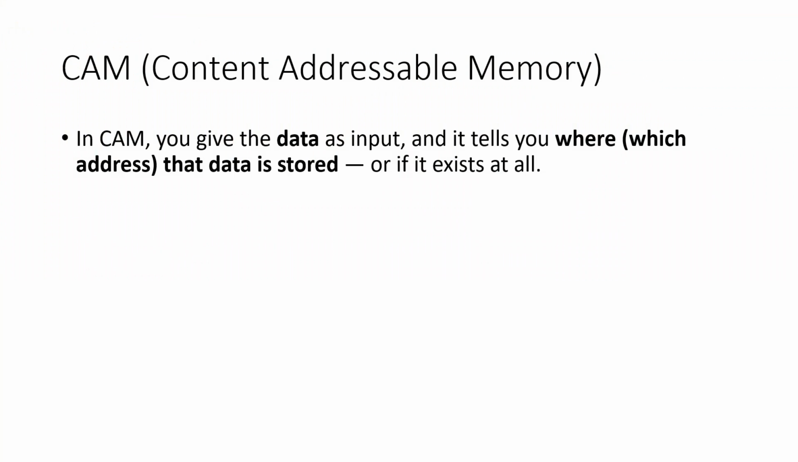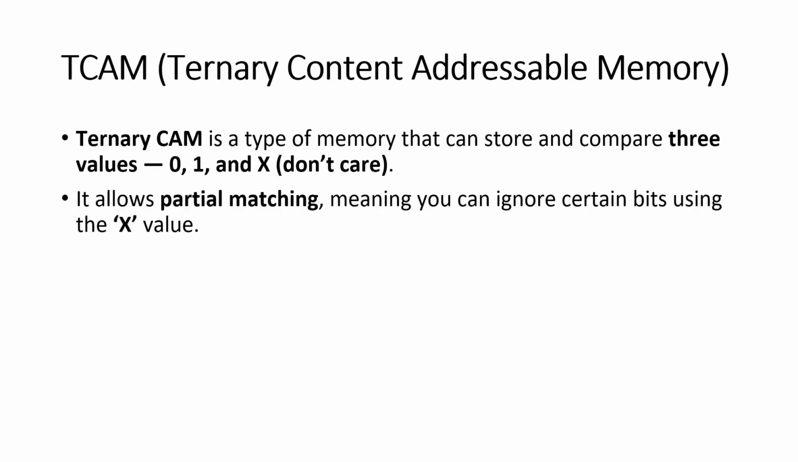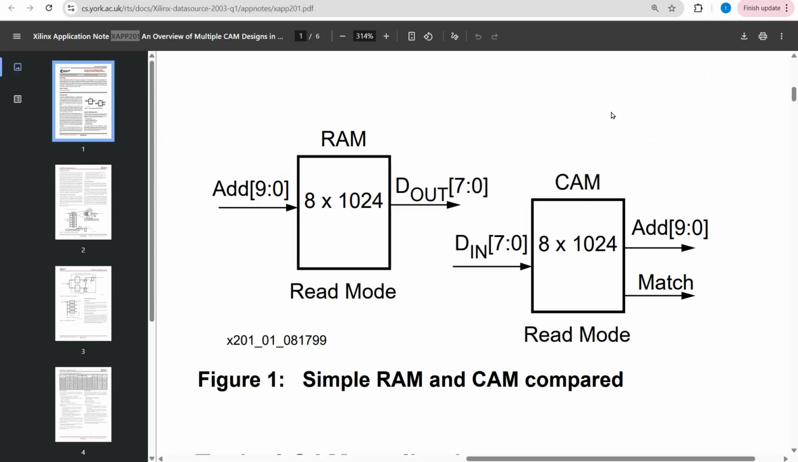Friends, in part 1 we discussed what is CAM memory and how it is different from RAM memory, and we saw the basic pinout of CAM memory and RAM memory. We also discussed TCAM, that is ternary content addressable memory, and we saw how it helps in partial matching. Friends, if any one of you have not watched that video, please watch it, then only you will be able to enjoy part 2.